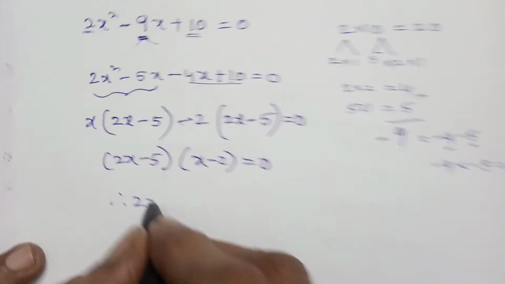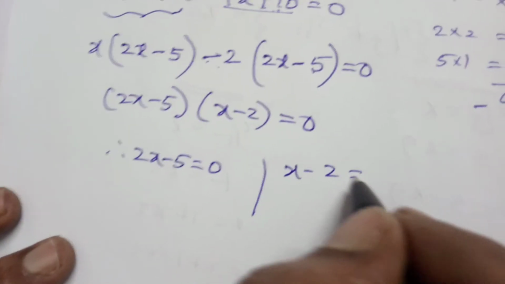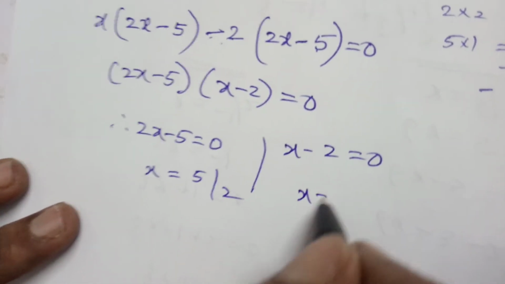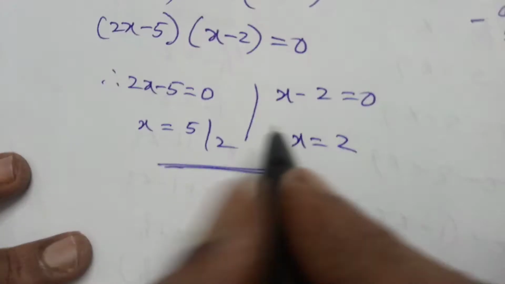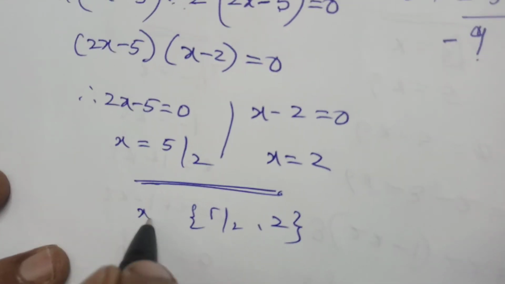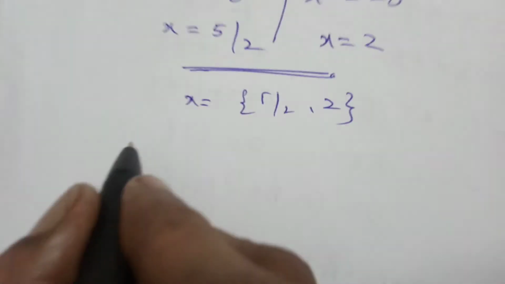Therefore 2x minus 5 is equal to 0, or x minus 2 is equal to 0. So here x is equal to 5 by 2, and here x is equal to 2. Therefore the solution set is 5 by 2 and 2. Understood? Now take one more example.